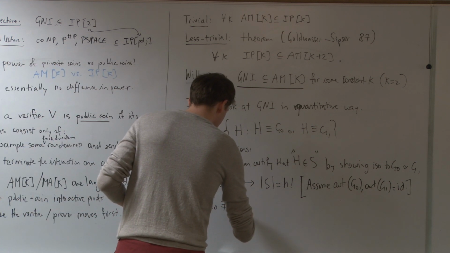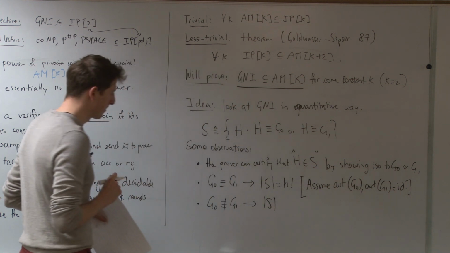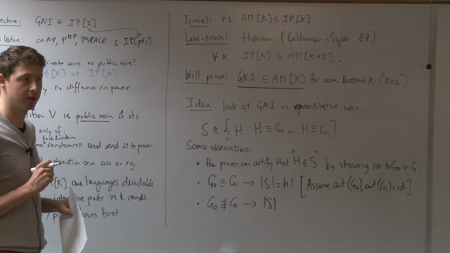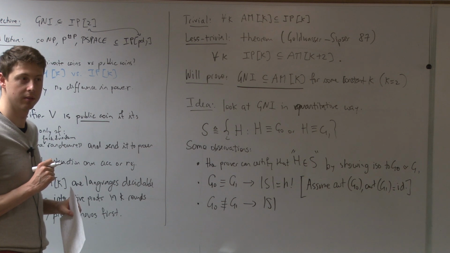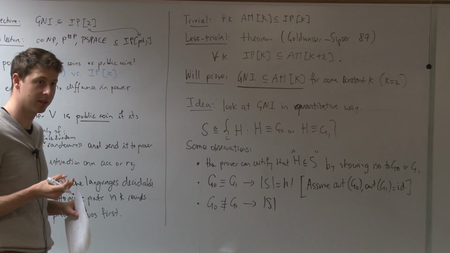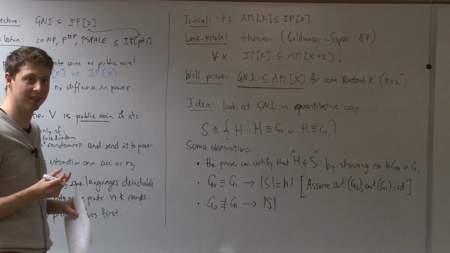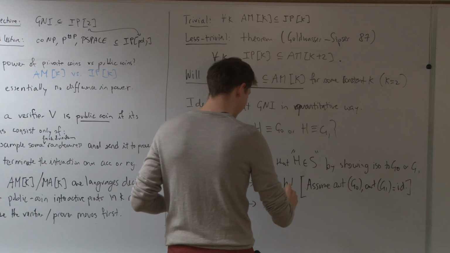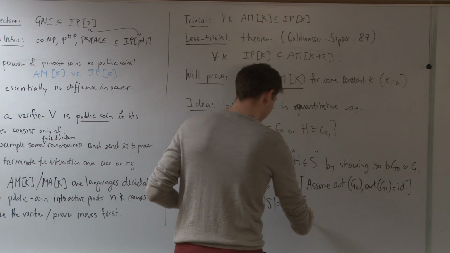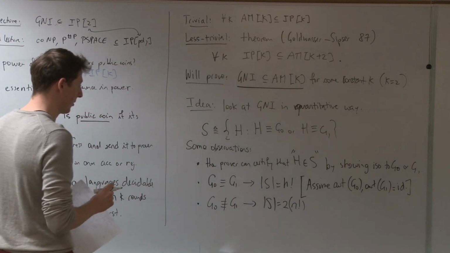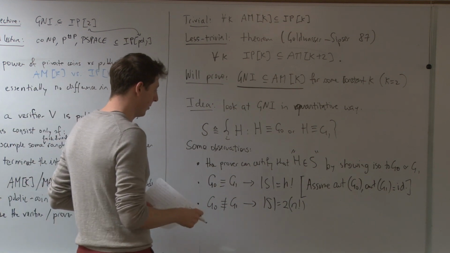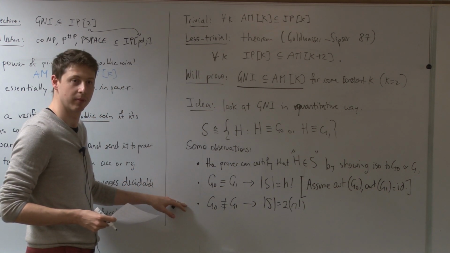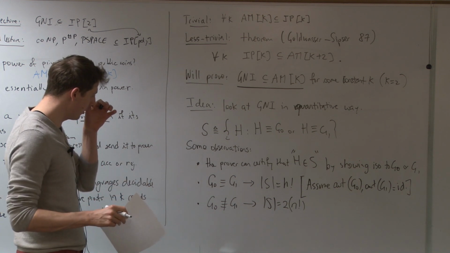If G0 is not isomorphic to G1, what is the size of S? Is it n factorial squared? No, right? It's 2 times n factorial, or n factorial plus n factorial, right? Notice the size is different. Okay, that seems like a bit of a silly observation.